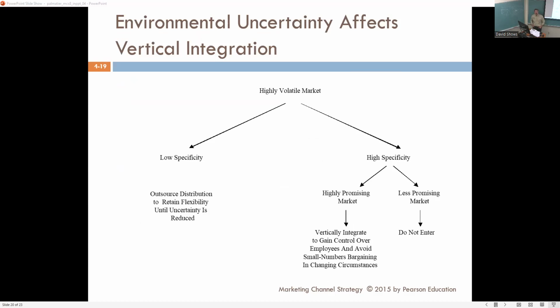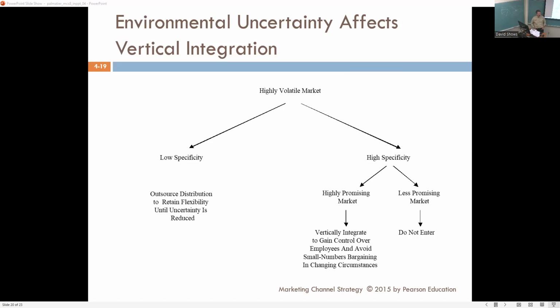Environmental uncertainty affects our decisions to vertically integrate, not surprisingly, to the detriment. But it all depends on what products we develop. Do we have products with low specific company resources? For example, do we make pencils and rulers? Or are we unique and specialized? Because that will tell us.